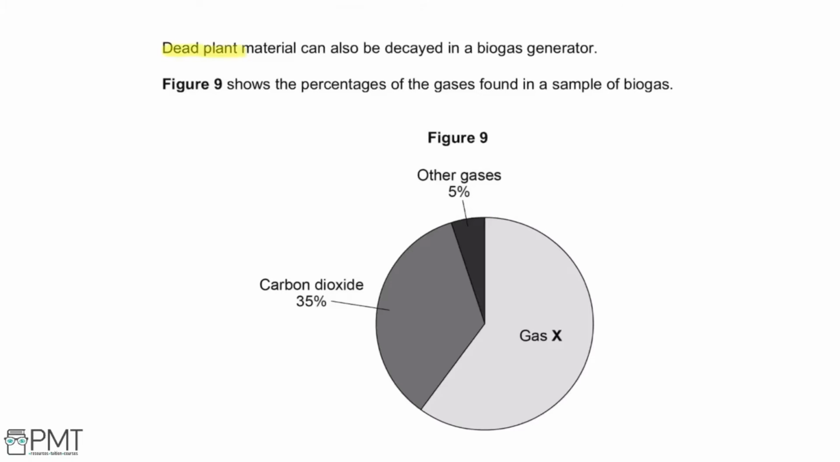Dead plant material can also be decayed in a biogas generator. Figure 9 shows the percentages of the gases found in a sample of biogas. So below is figure 9, a pie chart, which shows that other gases are 5%, carbon dioxide is 35%, and gas X is the remainder.